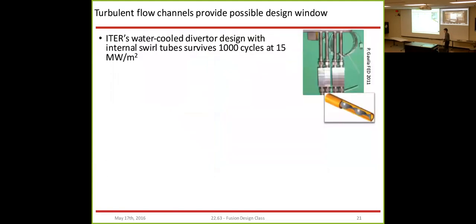So to give you an idea of what has already been done, ITER has a tungsten water-cooled swirl tube diverter design that they've begun to build mock-ups of and test. And they've managed to build a tungsten mock-up here, shown on the right, with, again, internal swirl tubes that can survive 1,000 thermal cycles at 15 megawatts per meter squared. So this is already exceeding our design goal.